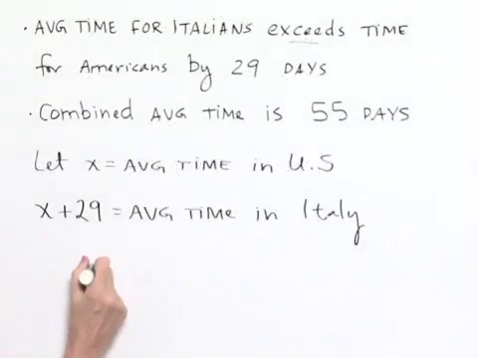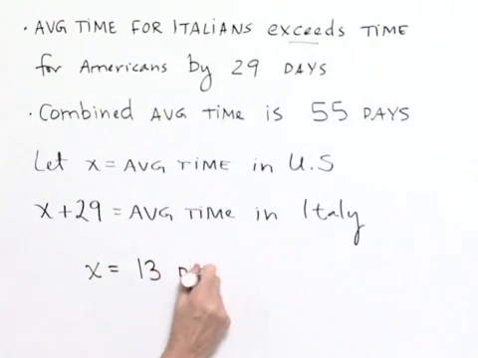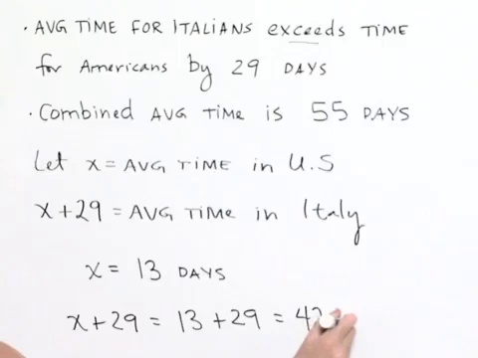So our value of x, which is equal to 13, is going to give us the average time in the US. So that's going to be 13 days of vacation. For Italy, we're going to have our x plus 29, which is going to be our 13 plus 29, which gives us a sum of 42. So we'll end up with 42 days when we're talking about vacation time in Italy as an average.